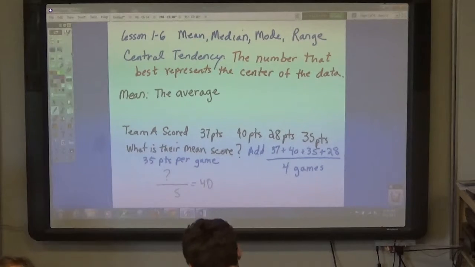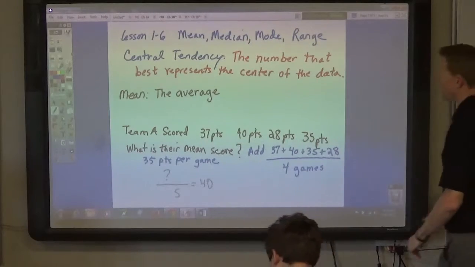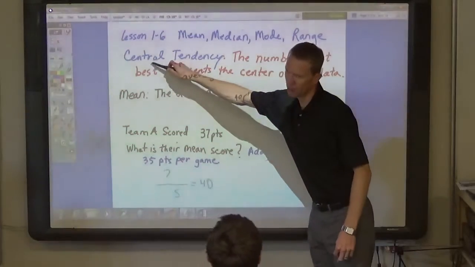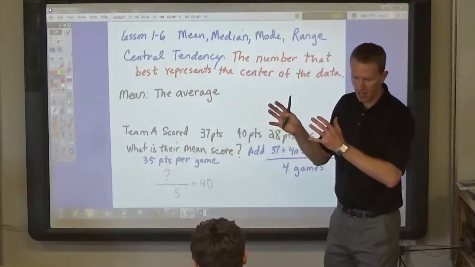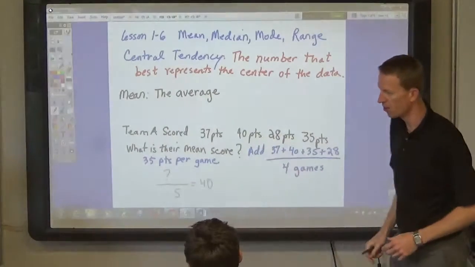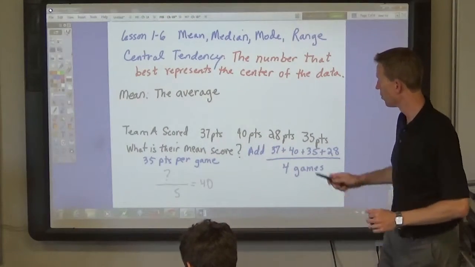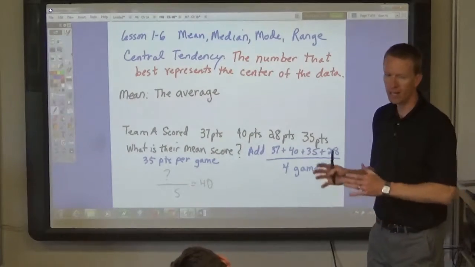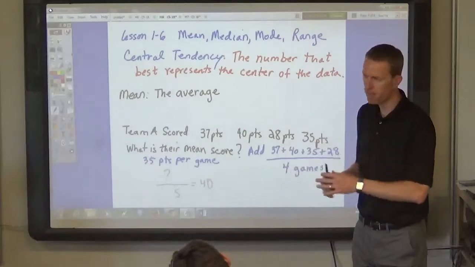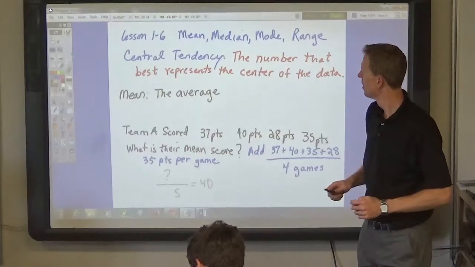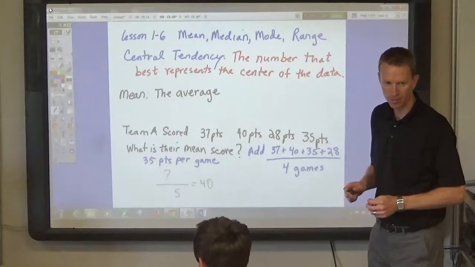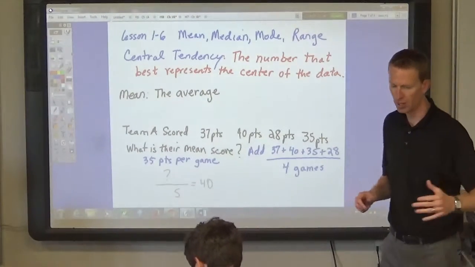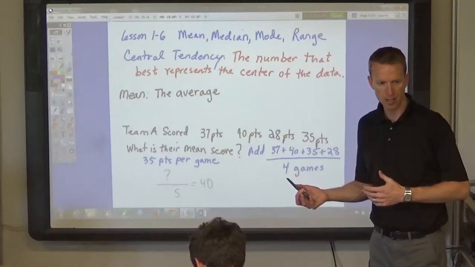All right, 8th graders. In lesson 1.6, we're talking about central tendency. Central meaning center. The central tendency is a way of looking at a data set or a bunch of numbers, when you put them in order, finding the number that best represents the middle of the data. And there's different ways of finding the central tendency. You have to understand this in order to understand what central tendency means.